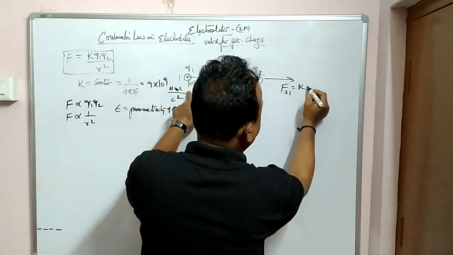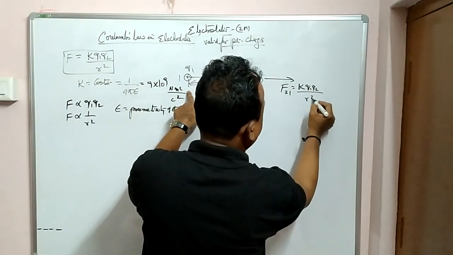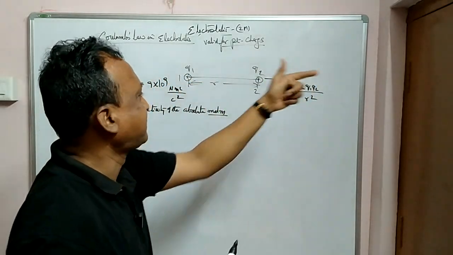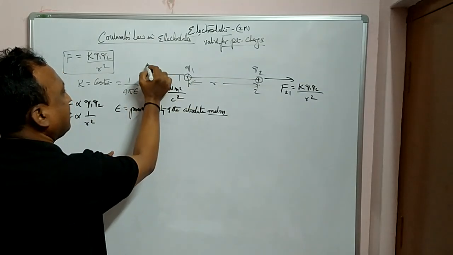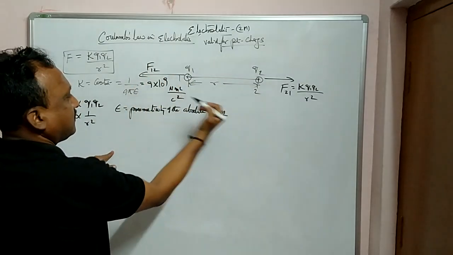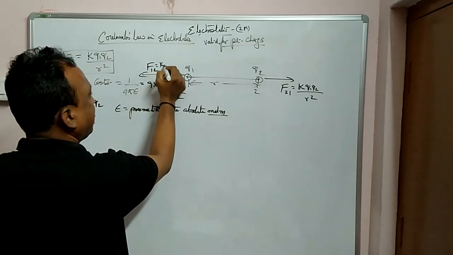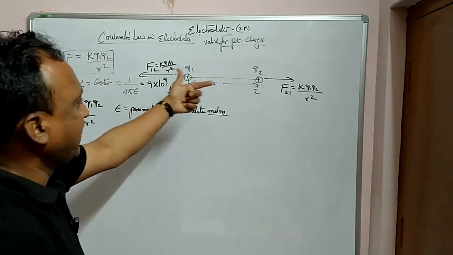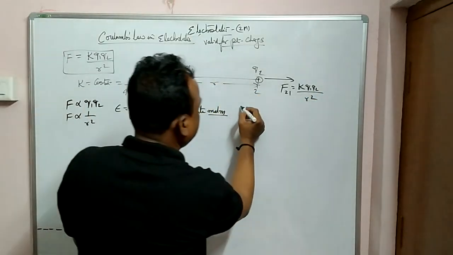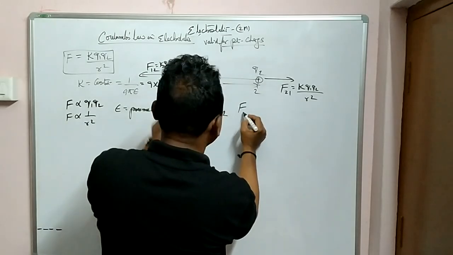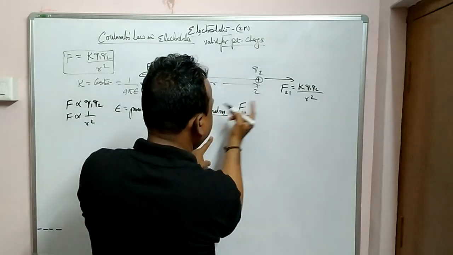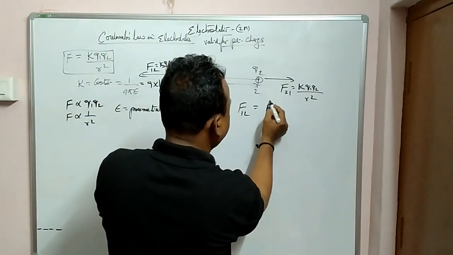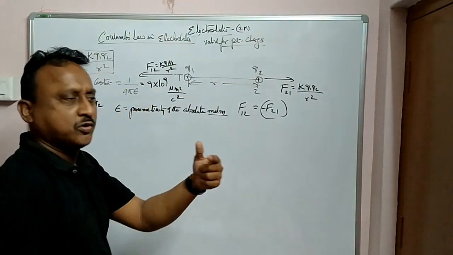Same thing: K Q1 Q2 by D square. In the same fashion, because both are same charges, the force is repulsive in that direction. Now what is the force on the first charge due to 2? In this direction, repulsive force. Again the same: Q1 Q2 by D square or R square. So if you observe carefully, force on 1 due to 2 is in this direction, and force on 2 due to 1 is in this direction. So these are equal and opposite forces.